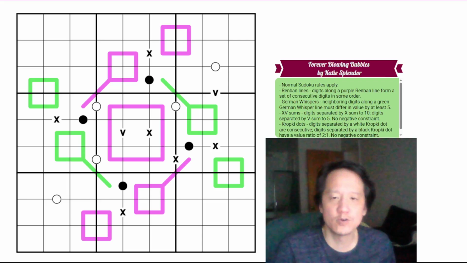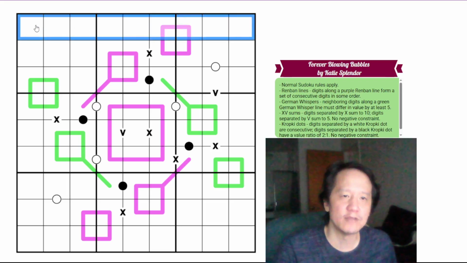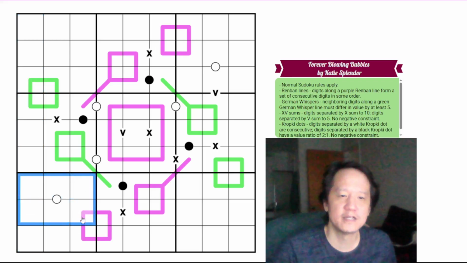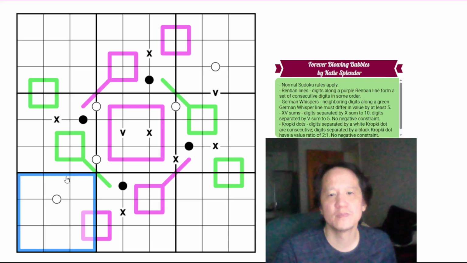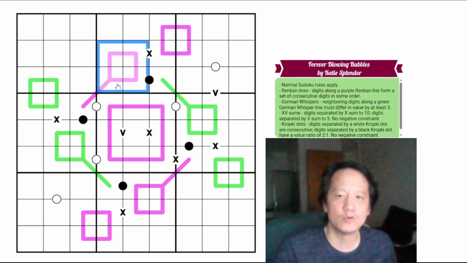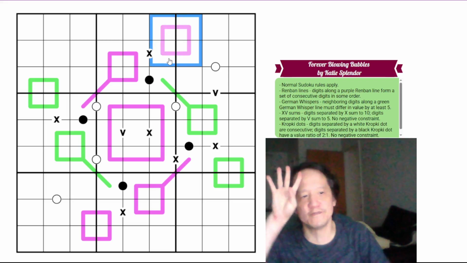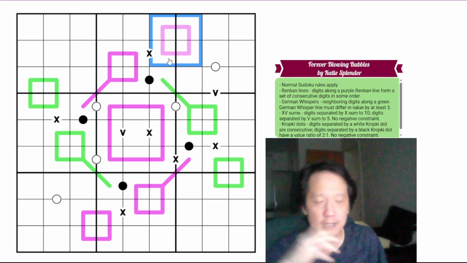We have normal Sudoku rules apply, which means in each cell of the grid, place a single digit from 1 through 9 such that there are no repeats in any row, column, or designated 9-cell region, which is a box. We have Renban lines, where digits along the purple Renban line form a set of consecutive digits in some order. So that means a 4 set of digits on a Renban line must form a set of 4 consecutive digits, and it can be in any order.